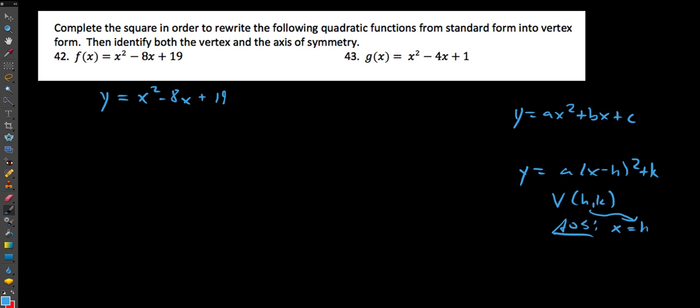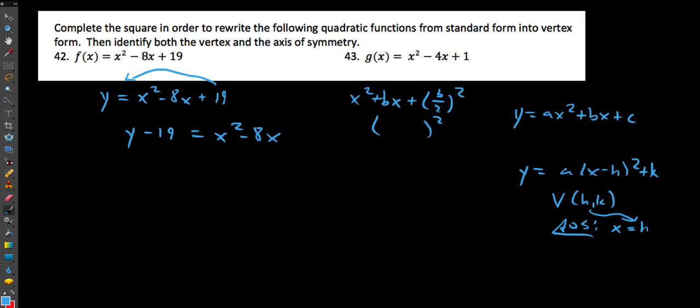So looking at this here, we're going to move our constant over to the other side. If I subtract 19 from both sides, the left side is going to look like this: y minus 19 equals x squared minus 8x. Here's again this 1x squared plus bx form. If I could just add in half my middle term squared, this would be a perfect square trinomial, and we could rewrite it as x plus b half squared.